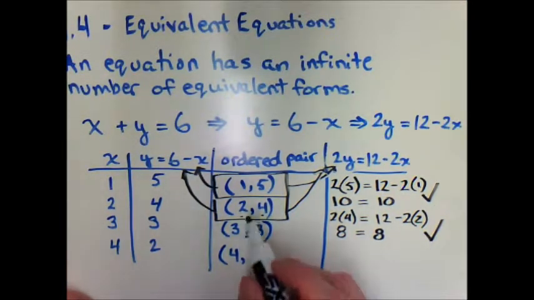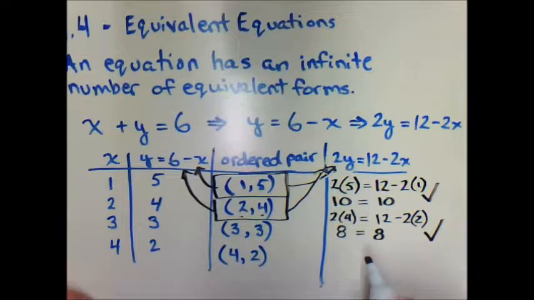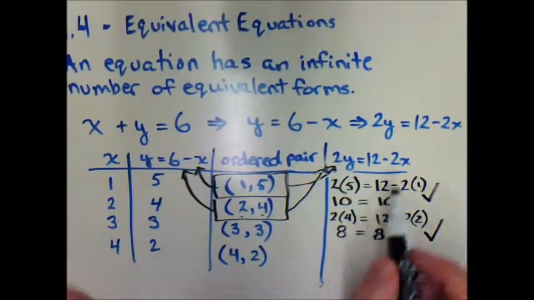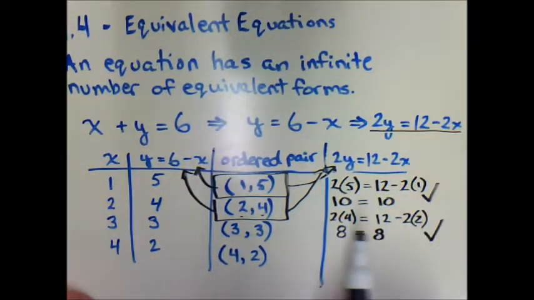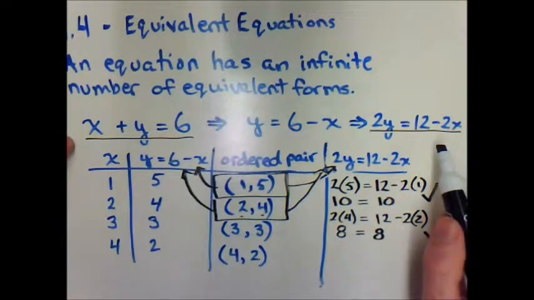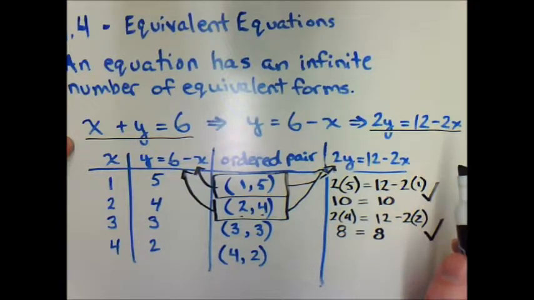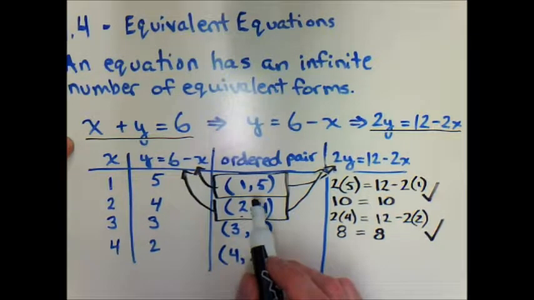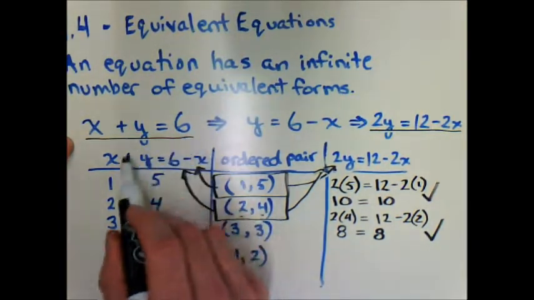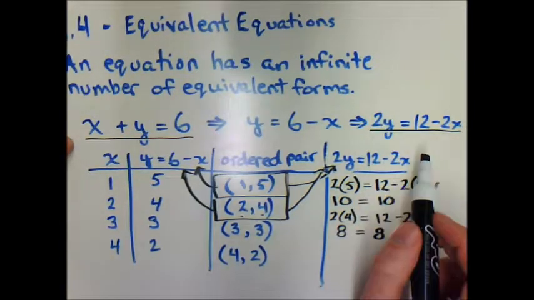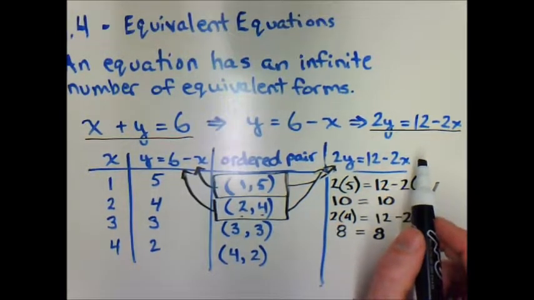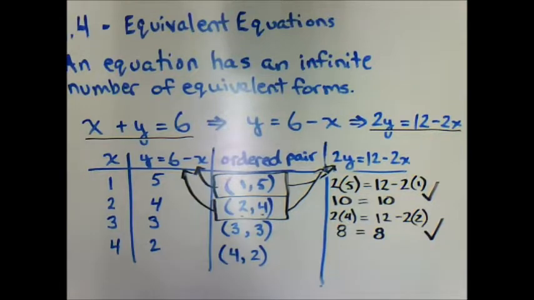And you guessed it, we could do the next two, and they would also be true statements. These x and y's, 3, 3, and 4, 2, will also satisfy our second equation, just like they did our first equation. That makes these two equations equivalent. They're the exact same. Any x and y, any ordered pair that satisfies this equation will satisfy this equation. If that's true, they're equivalent. If they're equivalent, that will be true.